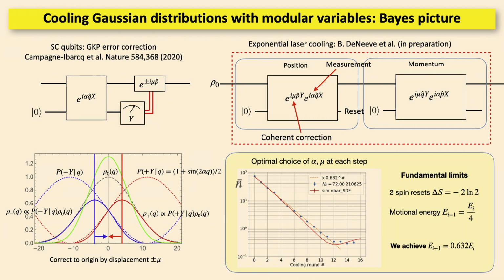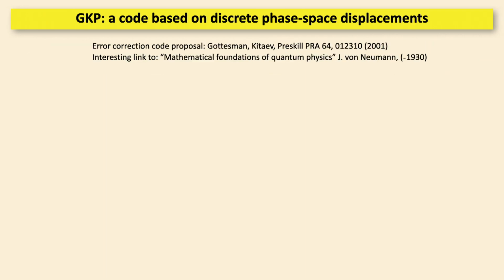So one fundamental limit you could think about for how you can suck entropy out of this system is that you have to reset a spin twice. And so you can get basically 2 k_B log 2 of entropy out of the system, which would reduce the motional energy by a factor of 4. In our case, we don't get to a factor of 4, right? We get a factor of 1 over 0.6, but still we're within a factor of a few of a very, very fundamental limit, I would say. So it's interesting that this picture leads to quite efficient cooling.